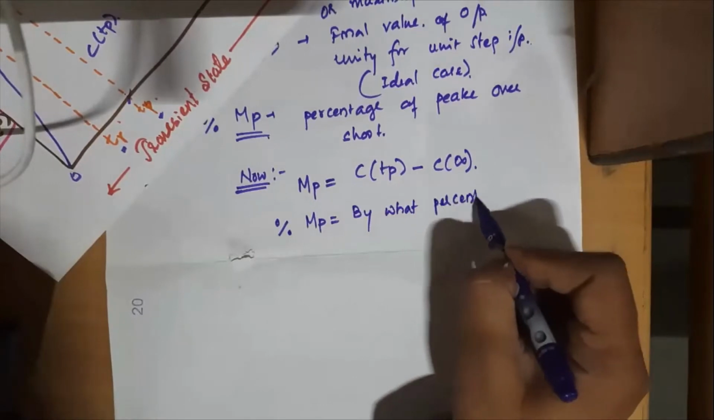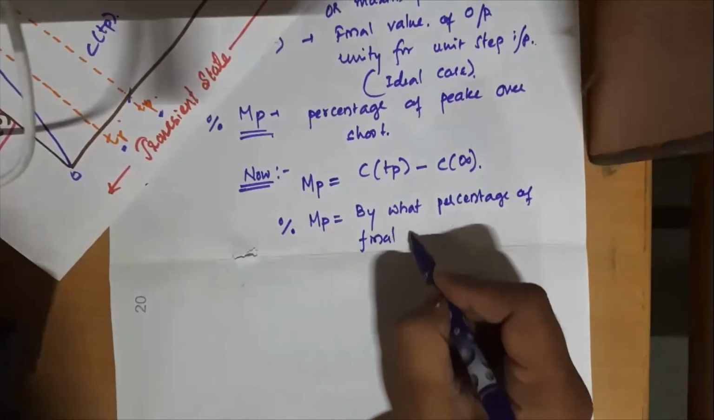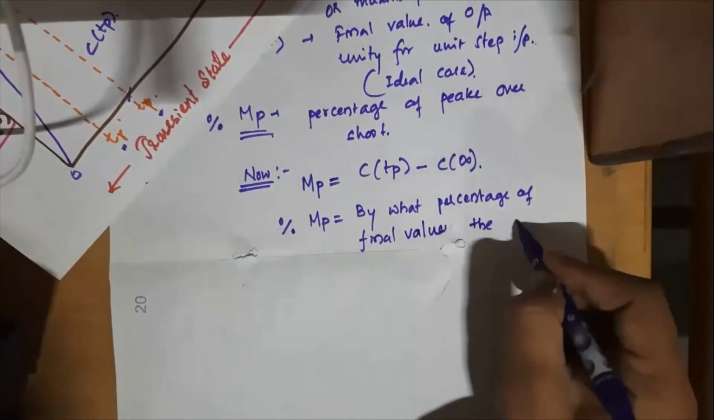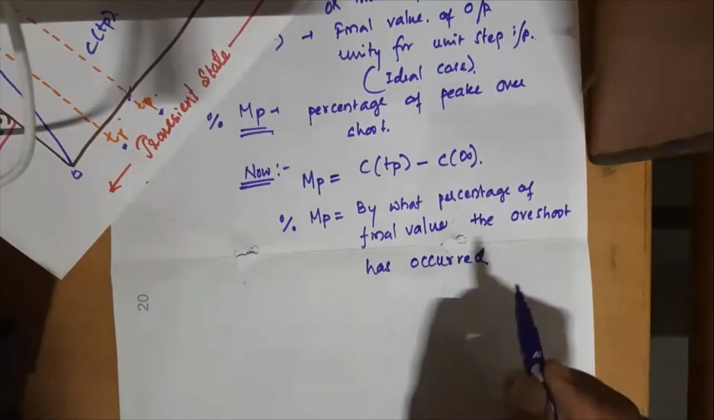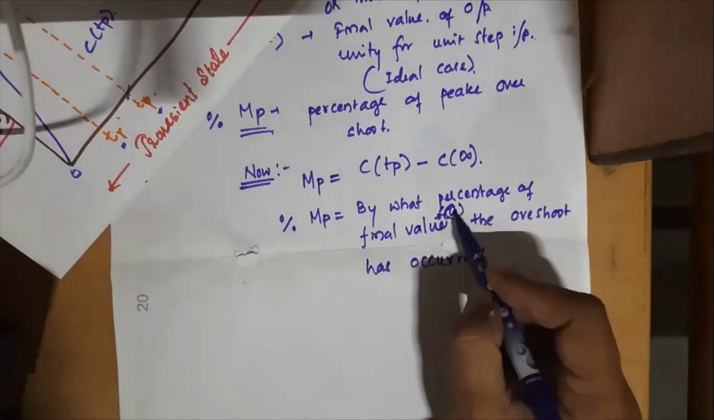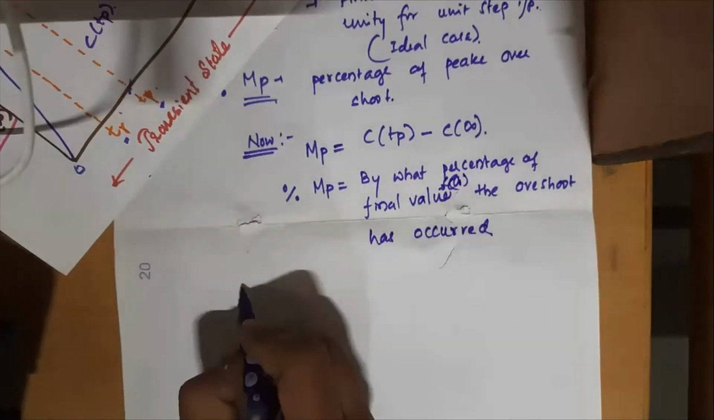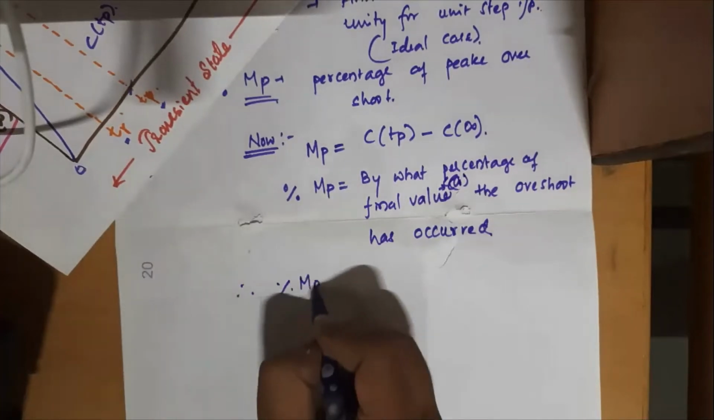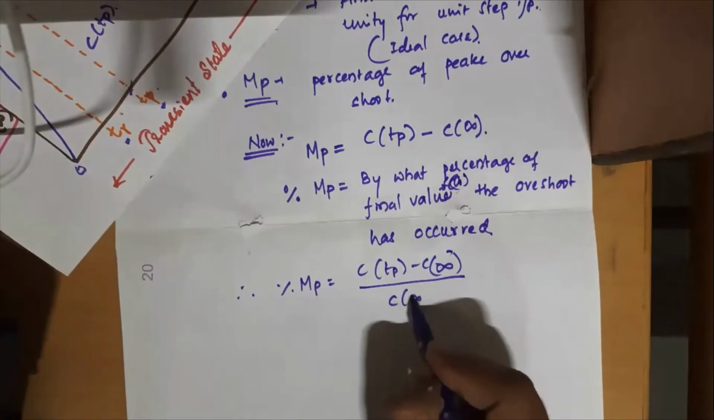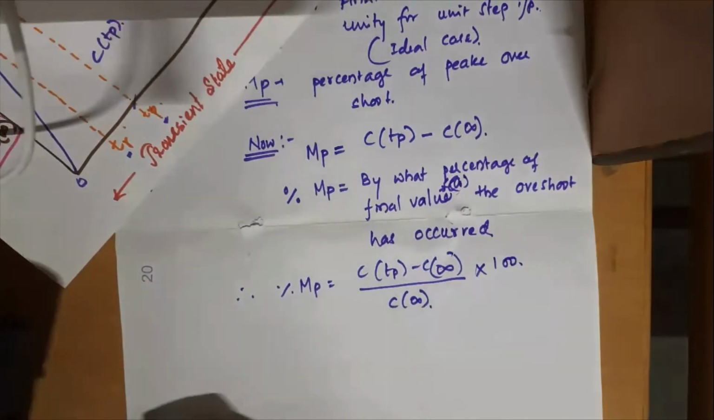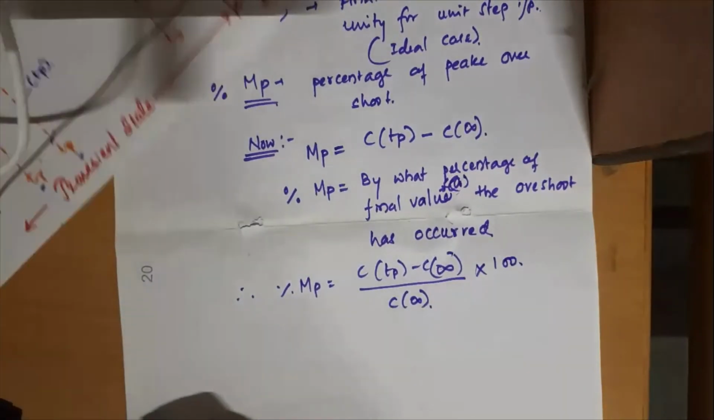And if I want percentage of Mp, then there is a small change in the representation. What I should write is by what percentage of the final value the overshoot has occurred. So what is meant by this? Let us see. It is C of Tp minus C of infinity divided by C of infinity, into 100.